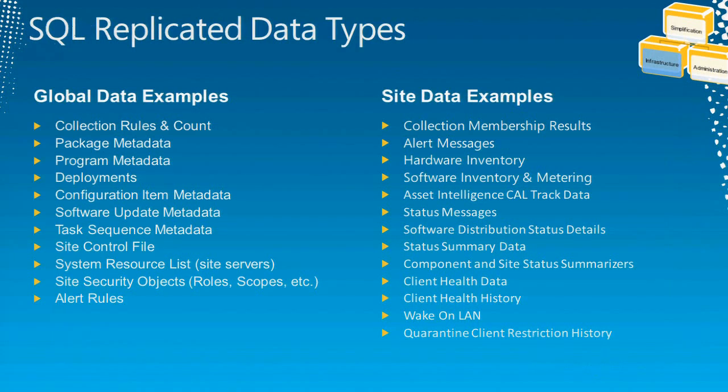So here are some examples of both of those. Again, the left-hand column is global data, stuff you create. On the right-hand side, it's system-created stuff: client data, status messages, state messages, hardware and software inventory. It's collection membership rules. When you create a collection, it replicates everywhere. Each site determines its own membership for that collection based on whatever the rules are and replicates that up to the central administration site. So you know how many clients at each site are in the appropriate collections. That's not an exhaustive list, but these are examples of common things that you're going to think of.